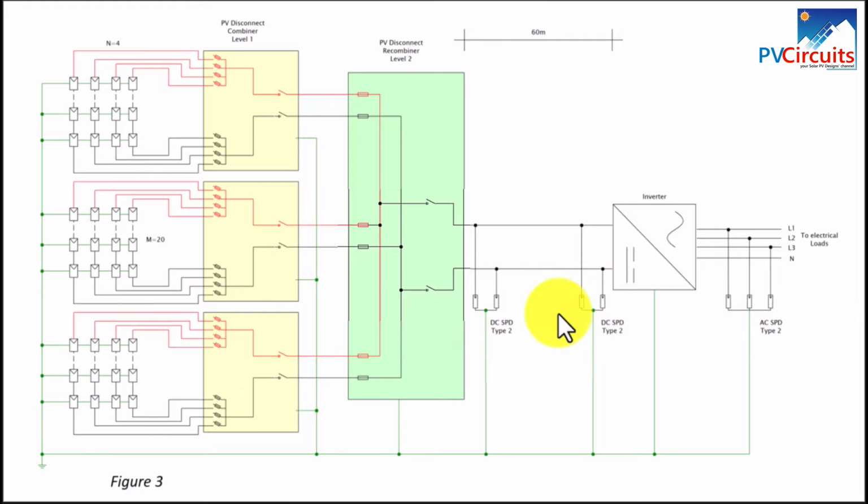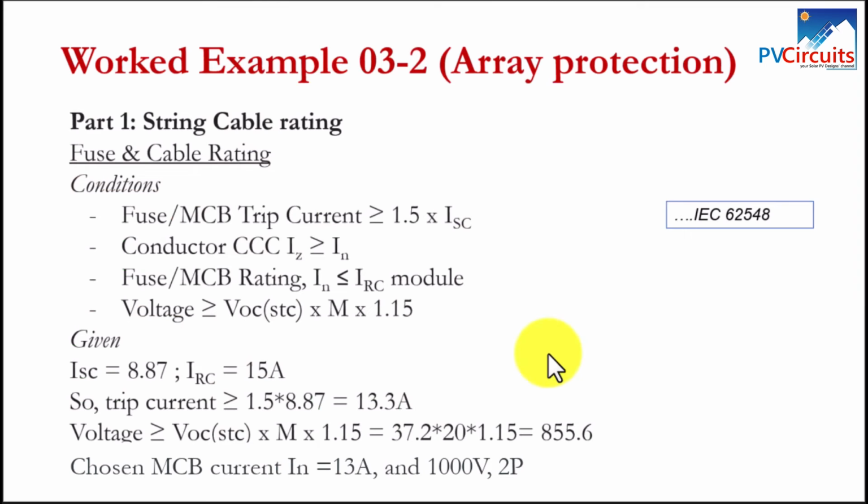There's a requirement that if you have that distance, then you must have an SPD close to the disconnect and another SPD close to the inverter. Then on the far right side we have the AC SPD as you move towards the electrical loads. So using this figure, let's try to understand the problem further. We move to the worked example because this is the best way to explain the requirements.